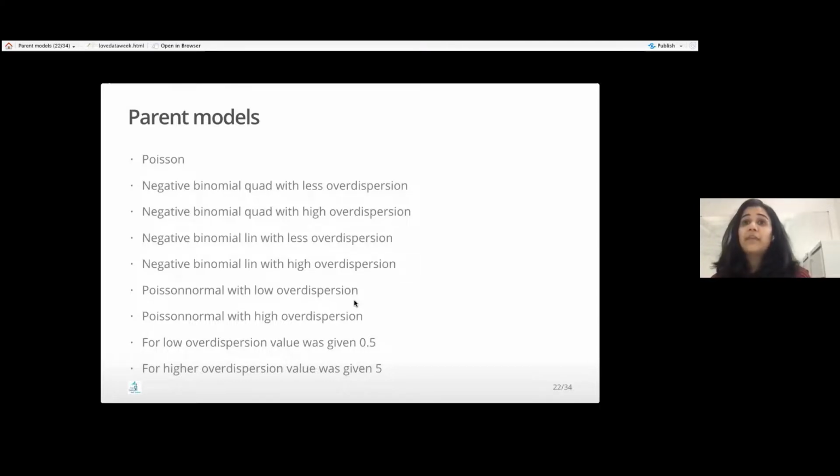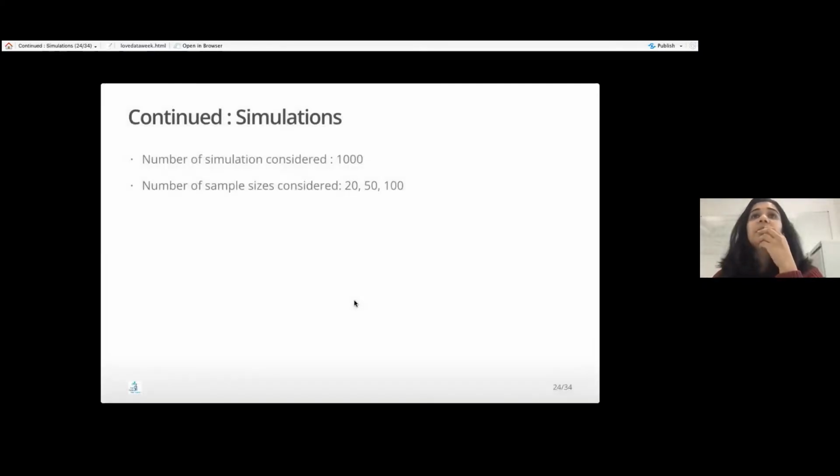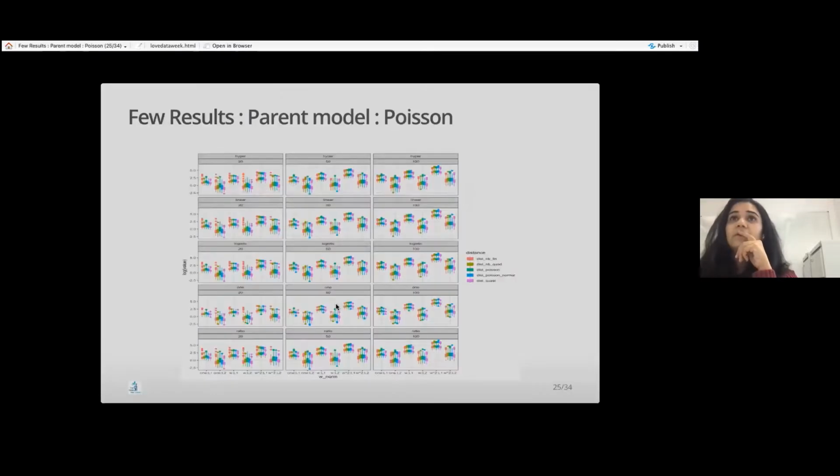The value we gave for low overdispersion is 0.5, and for high overdispersion is 5. These models were fitted to Poisson, negative binomial quad, negative binomial link, quasi-Poisson, and Poisson normal. The number of simulations considered was 1,000, and the sample sizes considered were 20, 50, and 100. So we are moving on to the results part.